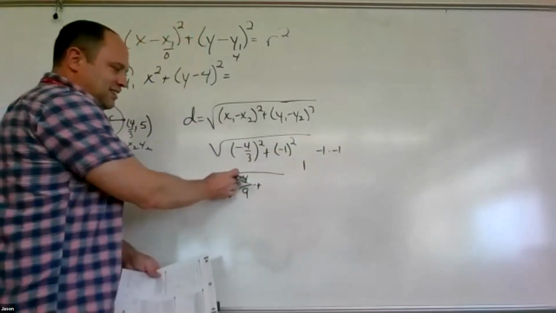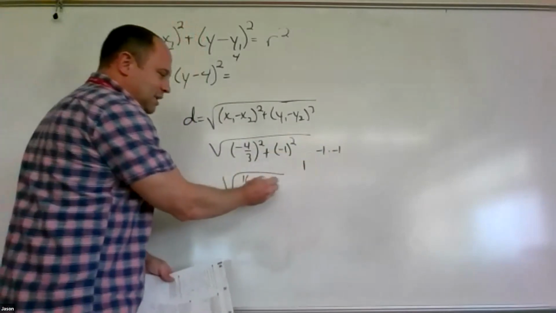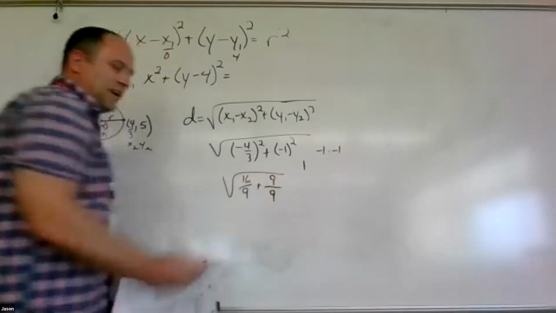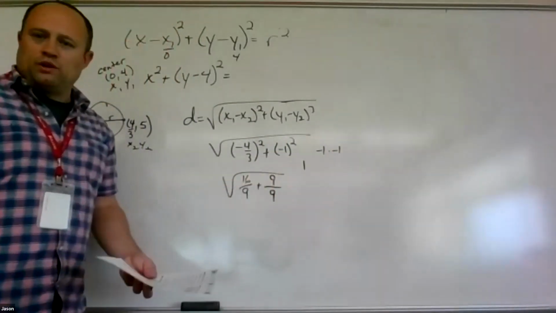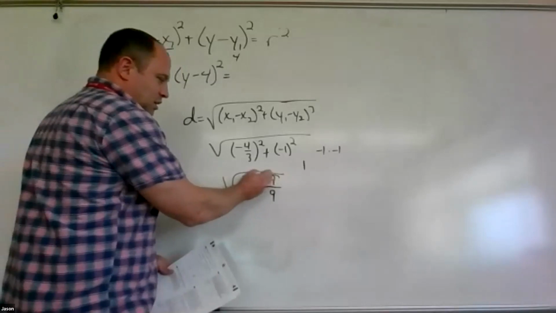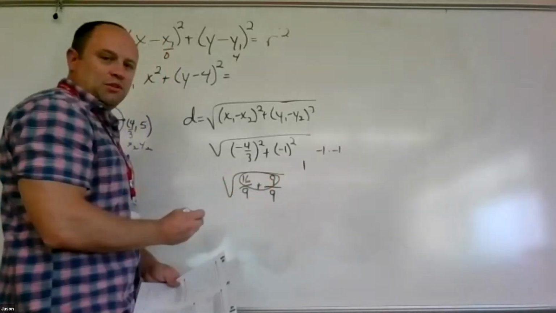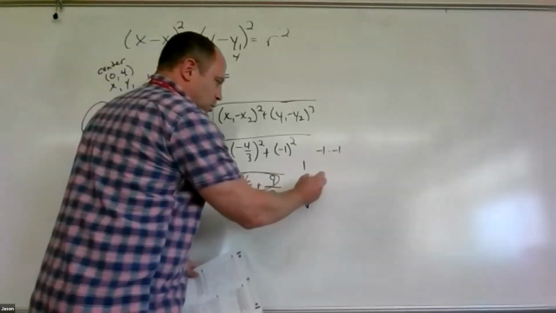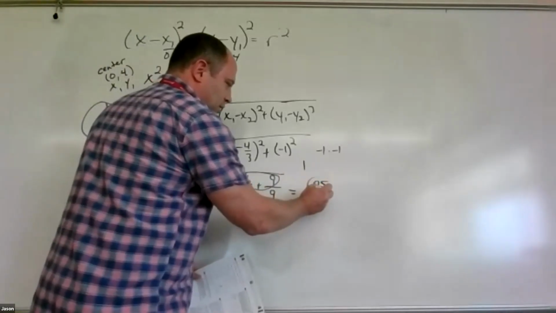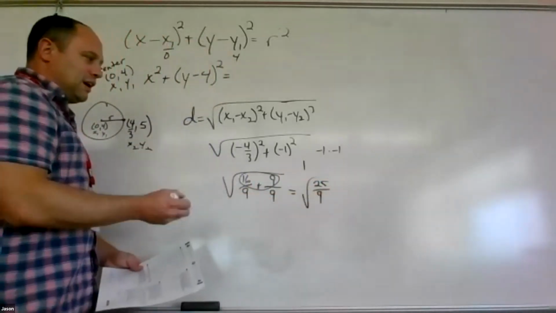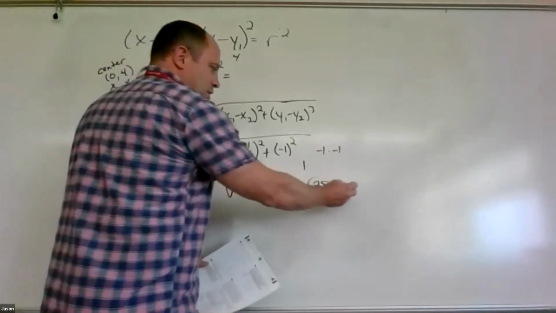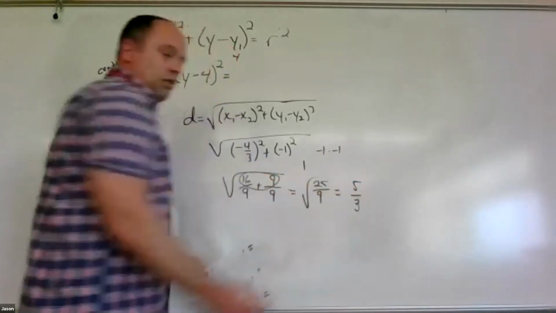But I can't add 16 ninths plus 1. I need a common denominator to do that. So I just made 9 ninths be 1, right? Because once I have a common denominator, well, check it out, I can just add the tops. So I get the square root of 25 over 9. Now to square root that, you square root the top, 5, and you square root the bottom, 3.